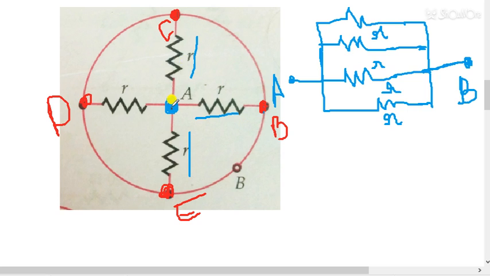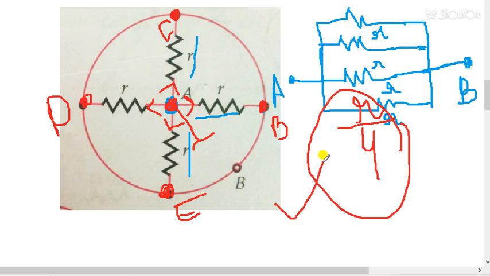You can see from here also that if I connect a battery from point A, then some current will flow in this direction, some in this direction. So all the current is getting divided. So these 4 are in parallel. So our answer for this question will be R by 4. R by 4 will be the resistance between point A and B. I hope it is clear, and this is question number 2.